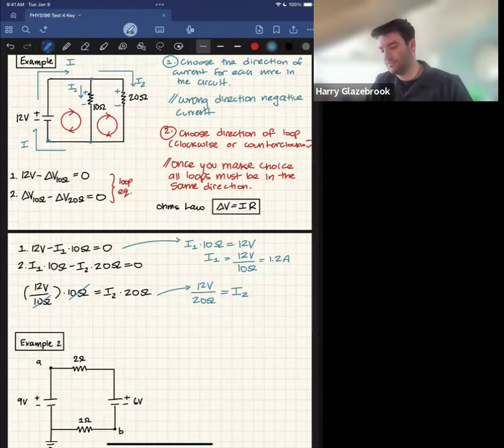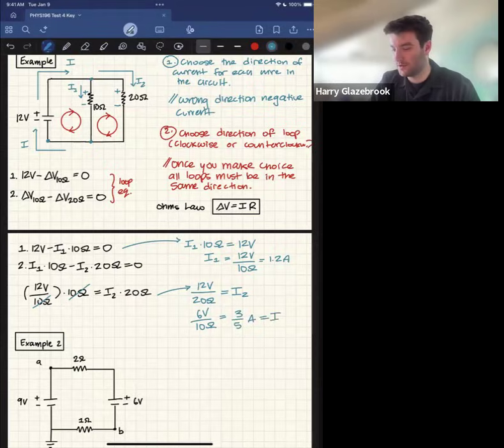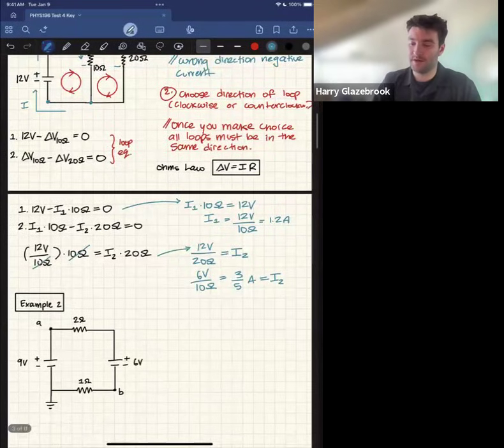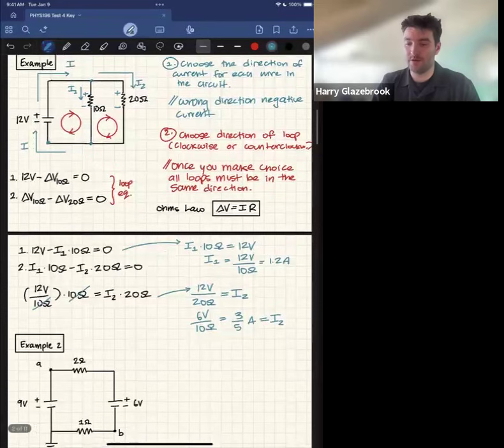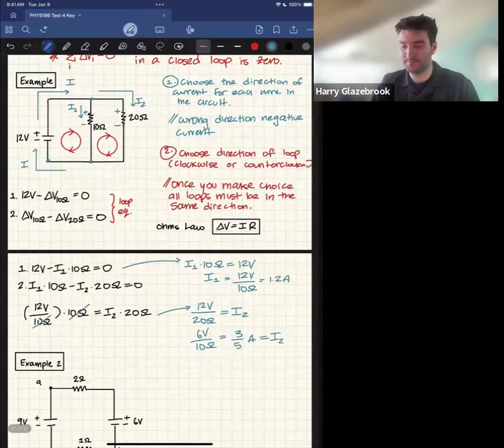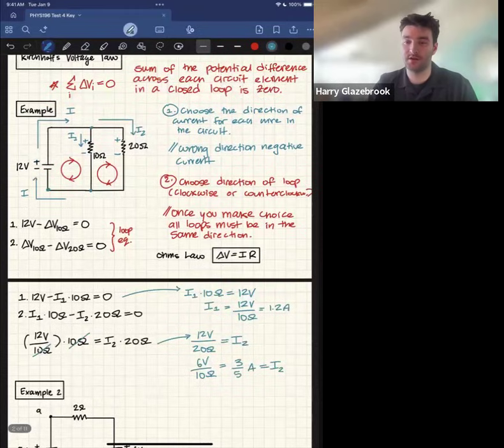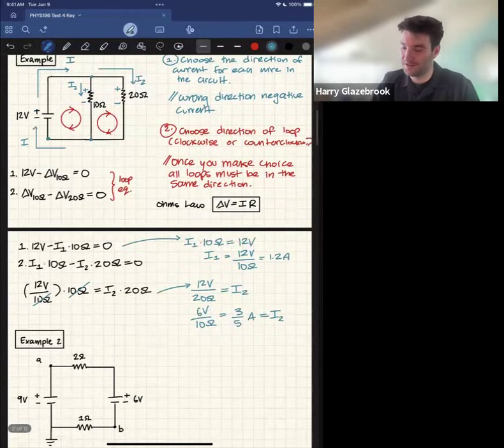And then that's 6 volts over 10 ohms. That's so funny. I'm really bad at this. 3 over 5. I'm just going to leave it as 3 over 5 amps for I2. And notice that my current is again positive, which means I chose the correct direction. So I found I1 and I2. If I wanted to find my big current I here, that's when I would use Kirchhoff's current law. 0.6, thank you, Jillian. I'll just write 0.6, so that's nice. Okay.